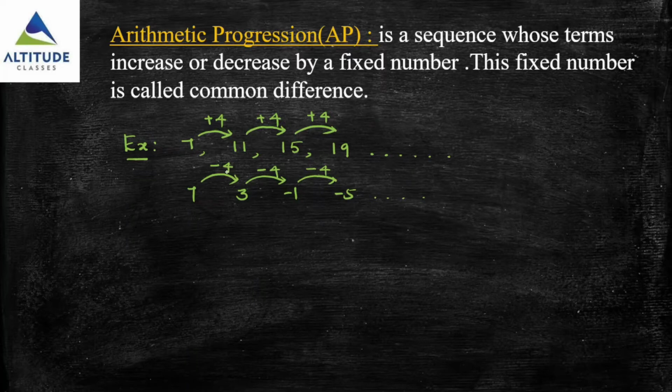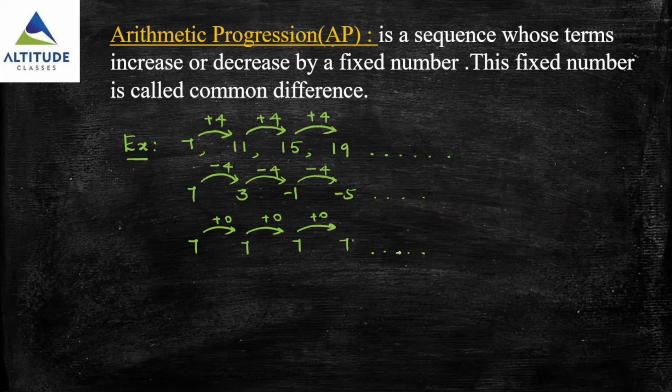And that common difference can be 0 also. This is also an arithmetic progression: 7, 7, 7, 7. In this, the fixed number became 0. So this is also an arithmetic progression.